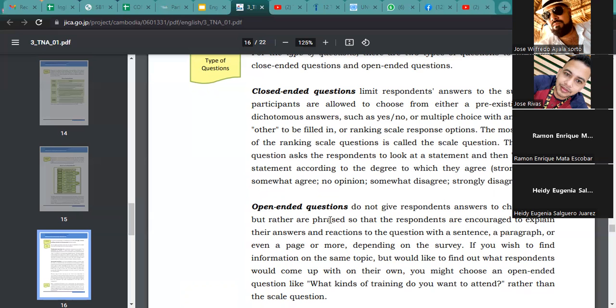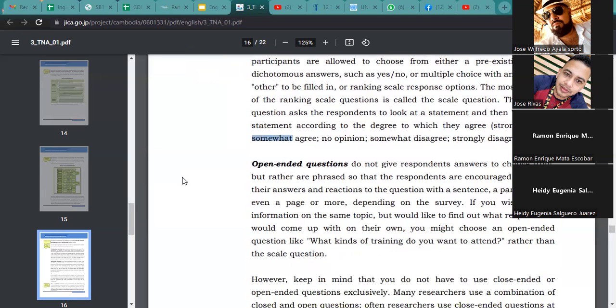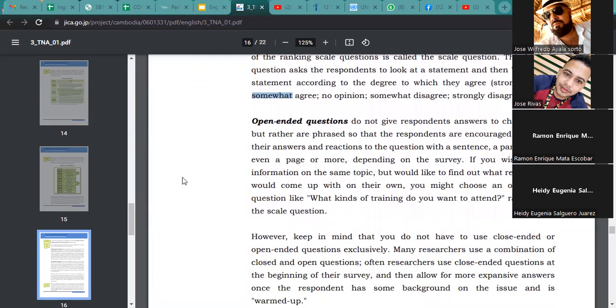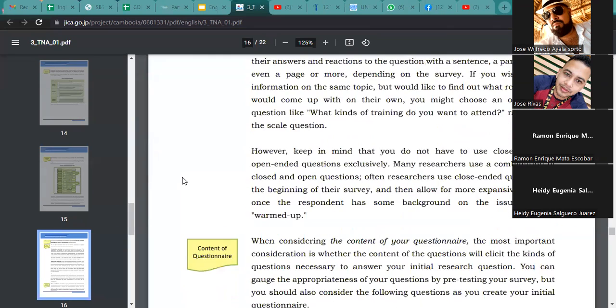Let's see if there are some words. I don't think there are many words. Somewhat, what is somewhat? Partially agree. Partially, very good. Kind of, right? More or less. And let's see. No, there are no others.